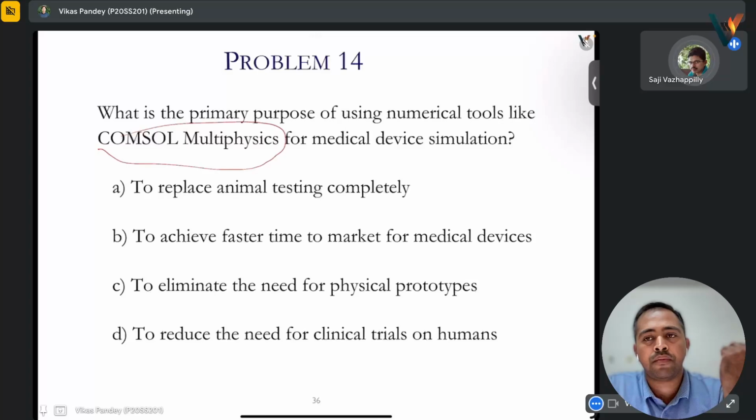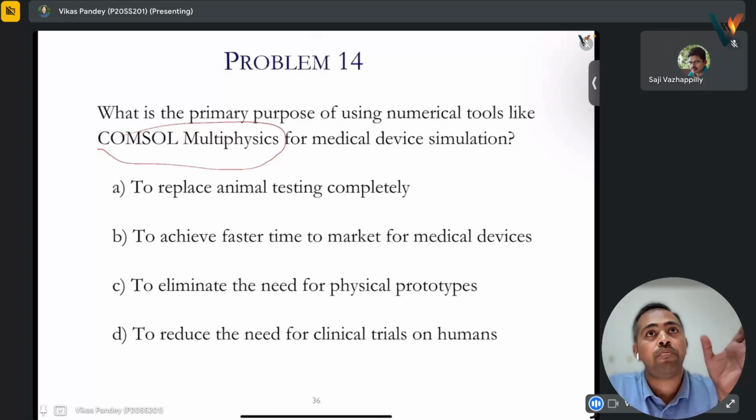It is to eliminate the need for physical prototypes. I couldn't understand, all look the same. But I know the use of COMSOL. This is just like COMSOL, I'm working in CFD, so make a mesh and do the analysis, yes, multi-physics there. Exactly the same thing.